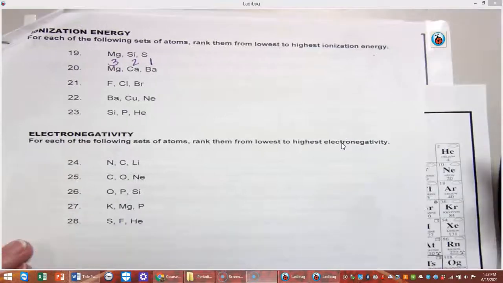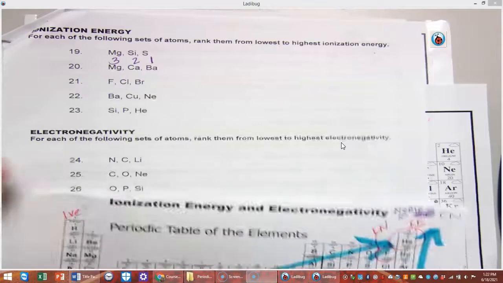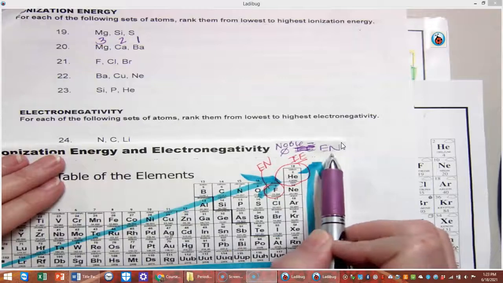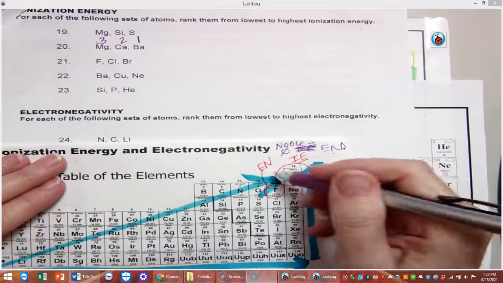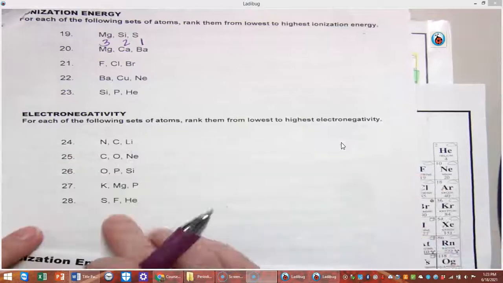Also, the same thing down here for electronegativity. Okay, so right here, when we're doing these, I just want to remind you that noble gases have 0 electronegativity because they don't do any bonding, so the higher electronegativities are going to be the halogens. Remember that when you're doing this.